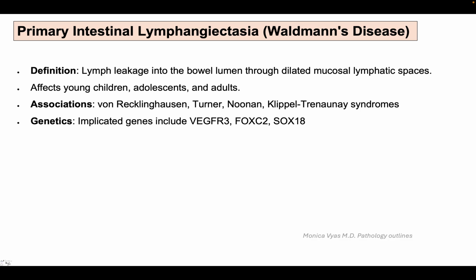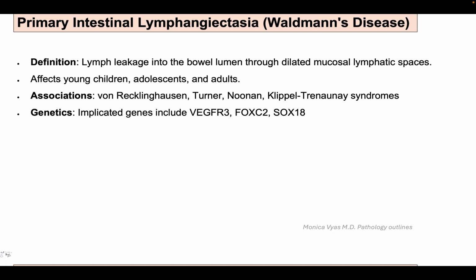The last disease is primary intestinal lymphangiectasia, also called Waldmann's disease. The definition is lymph leakage into the bowel lumen through dilated mucosal lymphatic spaces. It affects children, adolescents and adults. It is associated with von Recklinghausen, Turner, Noonan and Klippel-Trenaunay syndromes. Genetic mutations are VEGF receptor 3, FOXC2 and SOX18.